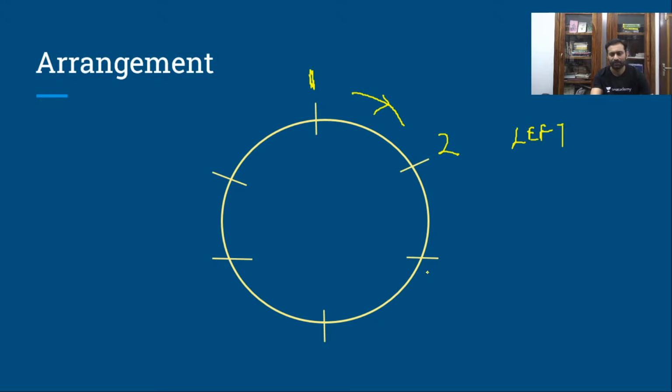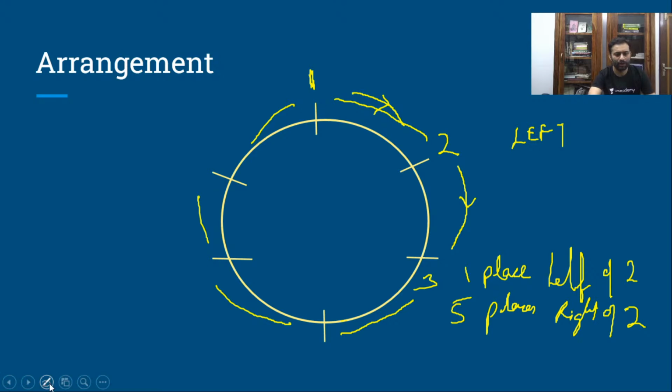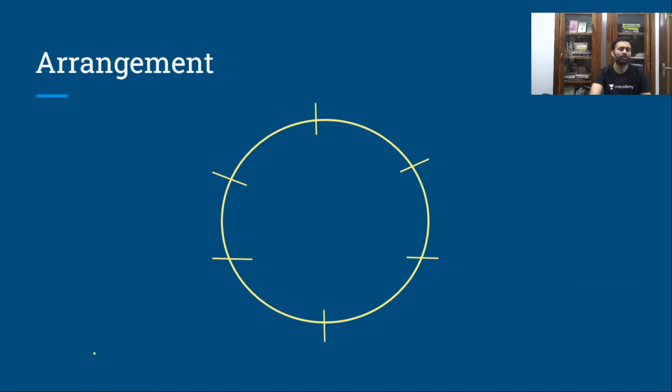If I say what is 3's position with respect to 2, if I move clockwise from 2 to 3, that is left. 3 is one place left. And if I go in the anti-clockwise direction from 1: 1, 2, 3, 4, 5, it is 5 places right of. When people are looking inwards, then clockwise is left, anti-clockwise is right.